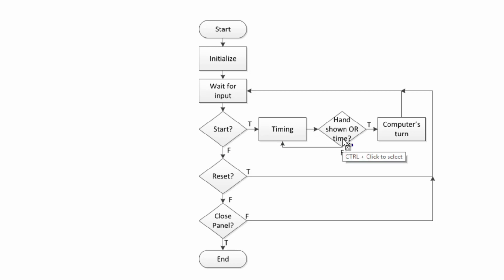Then from there, we wait if the hand is shown or the timing is false. Then we will go back to timing. If it is not, then we'll show the hand and it will be completed turn. Then we'll go back to wait for input, and then we wait for start button. If the start button is not pressed, then we will see if the reset button is pressed. If it is pressed, then we will go back to the wait for input and go through all the states.